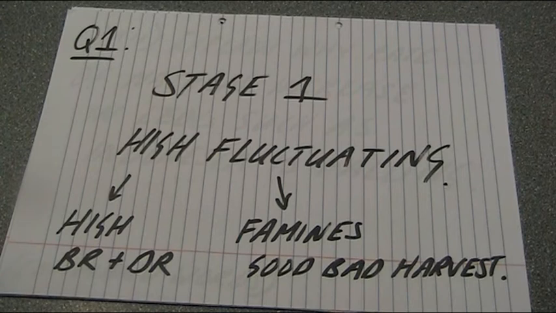Just to kick off, the first question, you had a graph of the demographic transition model and it basically just asked you what stage it was in, and I would say 99% of people were absolutely spot on. It was stage 1 of the demographic transition model. It's also called the high fluctuating stage, and you could have got a mark for putting that as well.